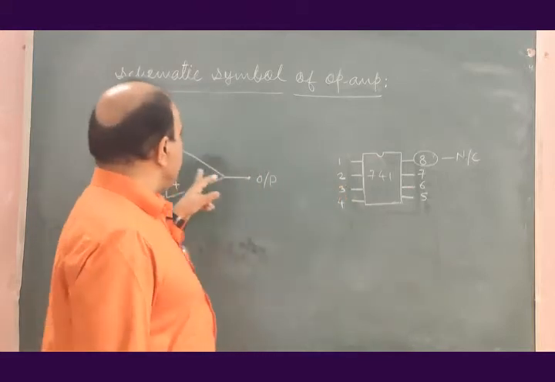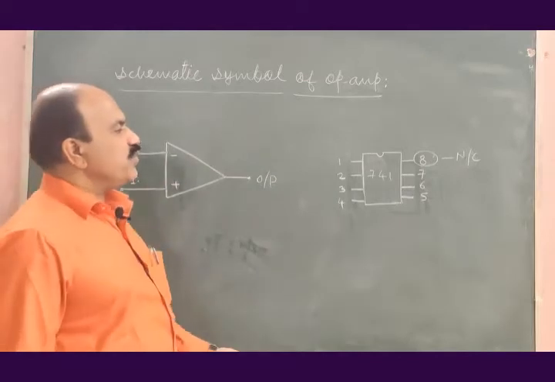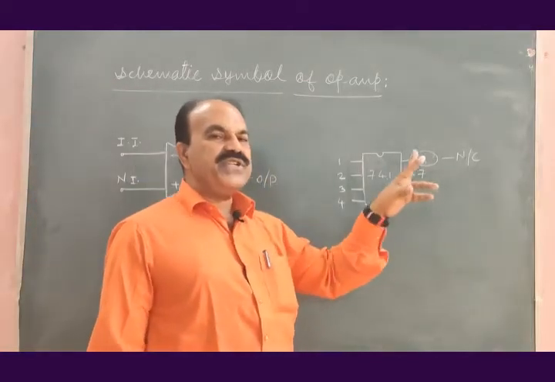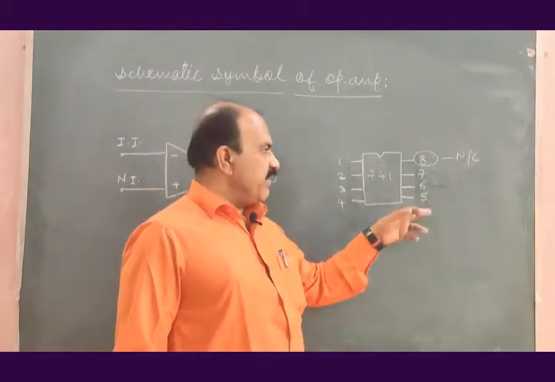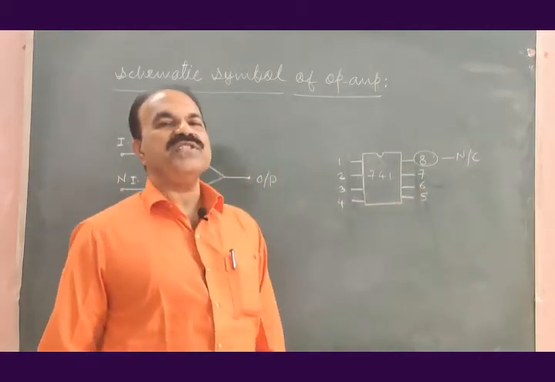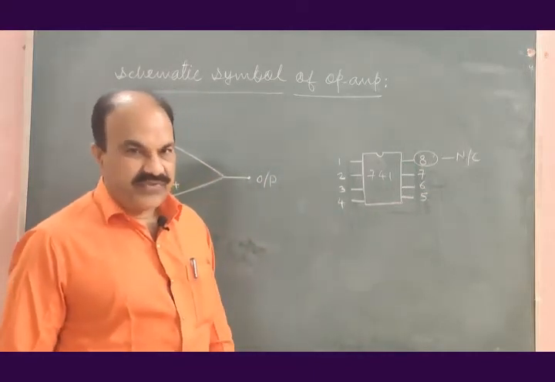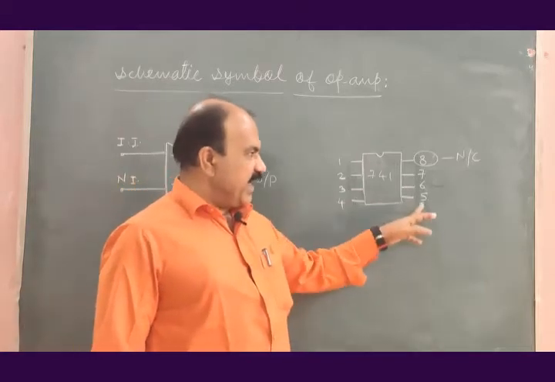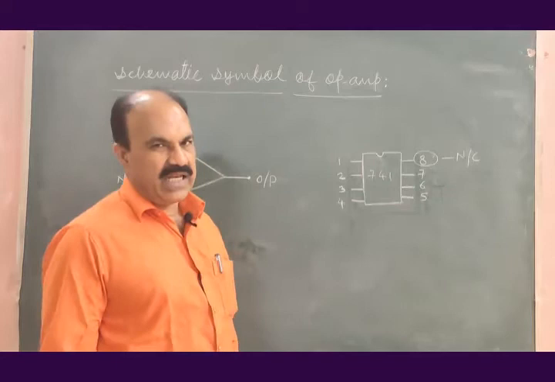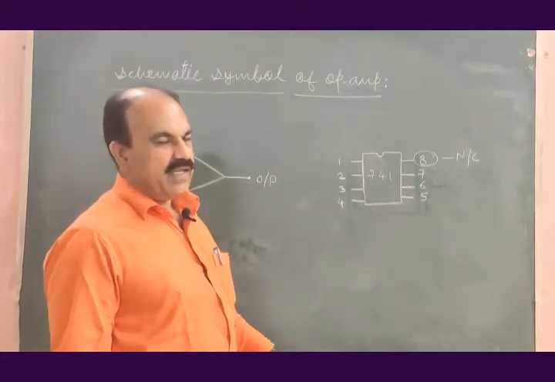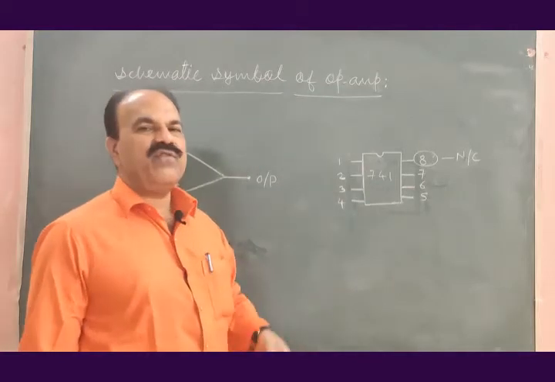Pin number 2 is inverting input. Pin number 3 is non-inverting input. Pin number 6 is output pin. Pin number 7 is given to plus VCC. Pin number 4 is given to minus VEE. Pin number 5 is used for offset null with pin number 1 and 4.